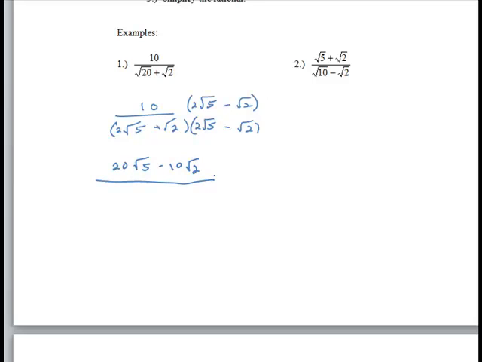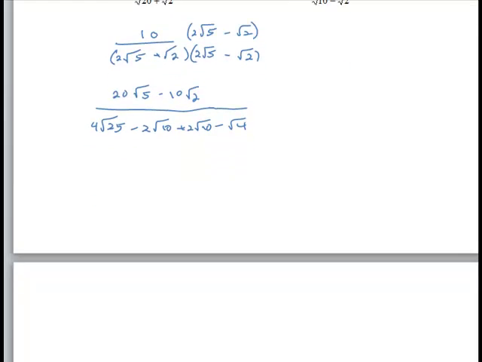The denominator, multiplying two binomials, we need to FOIL. So the first term's 2 square root of 5 times 2 square root of 5 gives us 4 square root of 25. The outer and inner terms, minus 2 square root of 10 plus 2 square root of 10, and the last term's minus square root of 4. So if we take a break and see what we've done so far, remember we're trying to get rid of the radicals in the denominator. We began with 2. At this point we have 4, so it looks like we're kind of moving in the wrong direction until we start looking at them and simplifying.